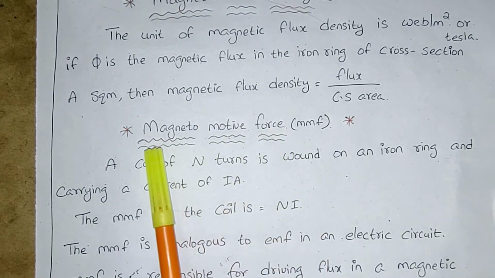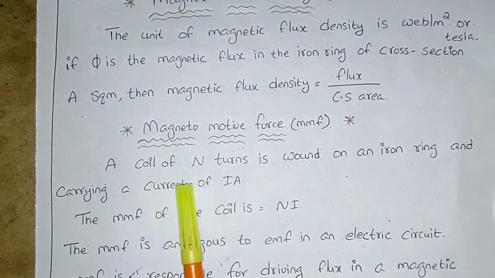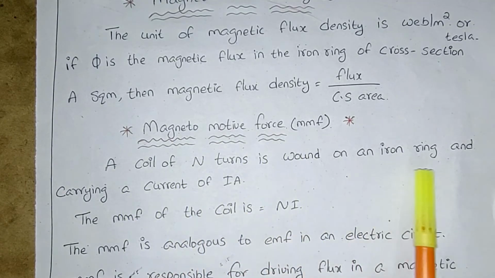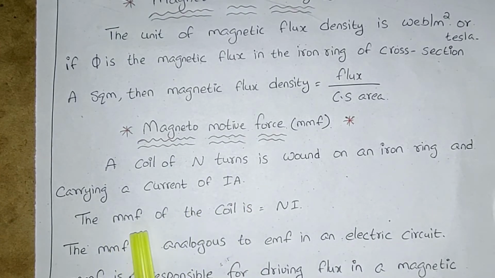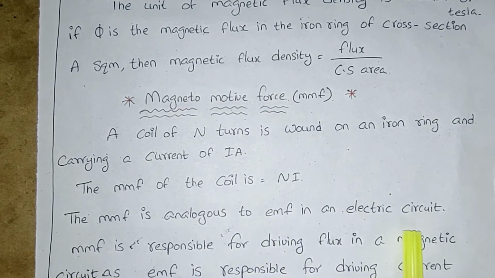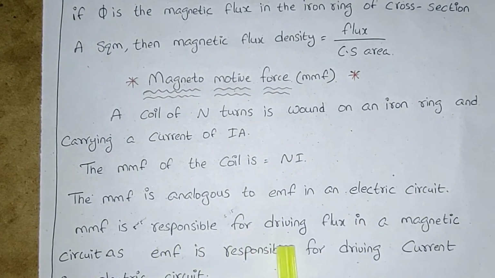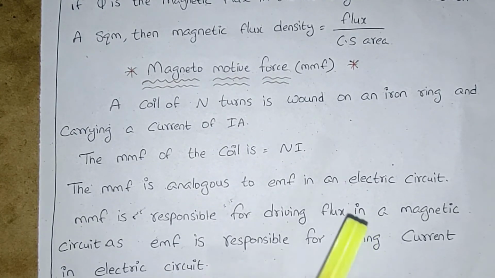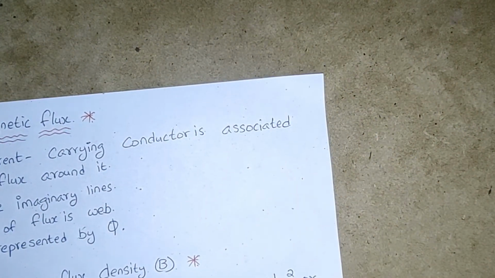Next, magnetomotive force. A coil of n turns is wound on an iron ring and carrying a current of I amperes. The mmf, the magnetomotive force of the coil, is Ni. The mmf is analogous to electromotive force in an electric circuit. mmf is responsible for driving flux in a magnetic circuit, as electromotive force is responsible for driving current in an electric circuit. These are the subheadings you will get in your examination, and you have to explain all these things.